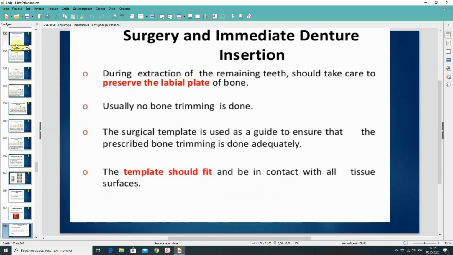Surgery and immediate denture insertion. During extraction of the remaining teeth, care should be taken to preserve the labial plate of bone. Usually no bone trimming is done. The surgical template is used as a guide to ensure that the prescribed bone trimming is done adequately. The template should fit and be in contact with all tooth surfaces.